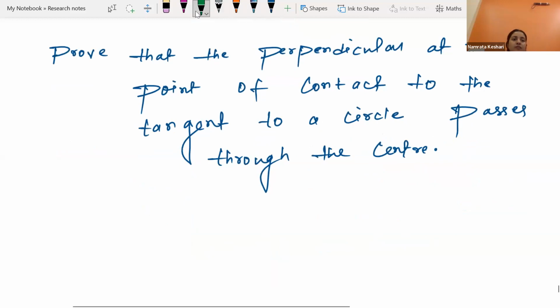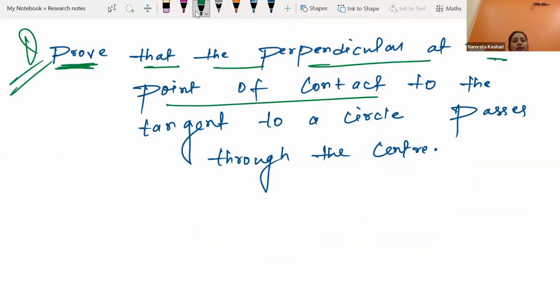Okay, let's see what the theorem says. No figure or anything is given, just the theorem, and we have to prove it. So let's draw the figure. What do we have to prove? Prove that the perpendicular at the point of contact.